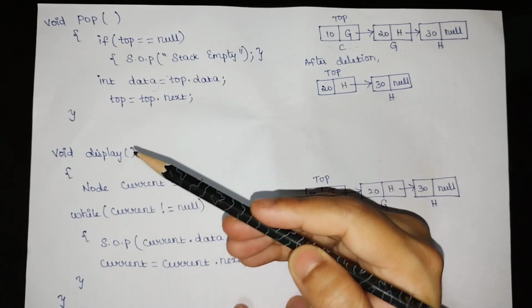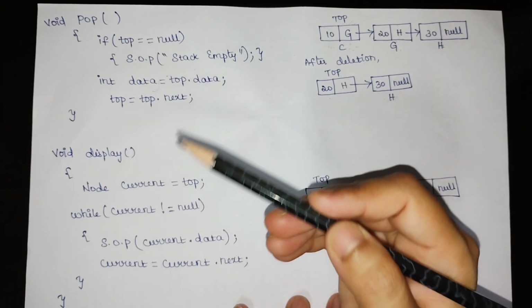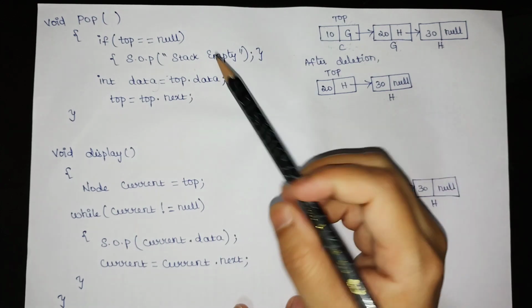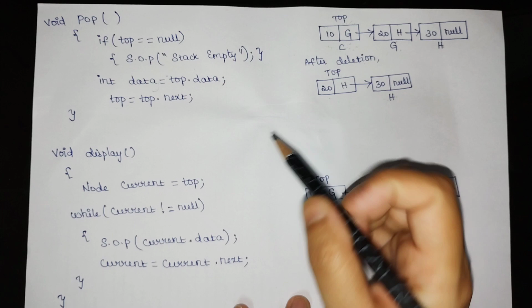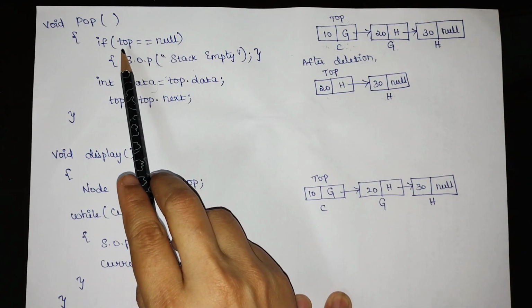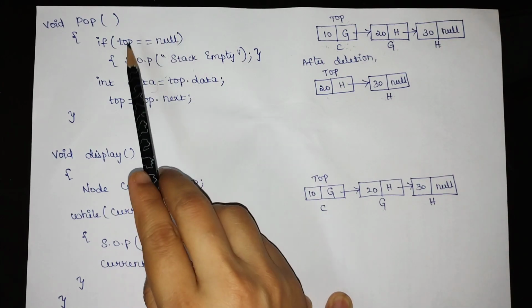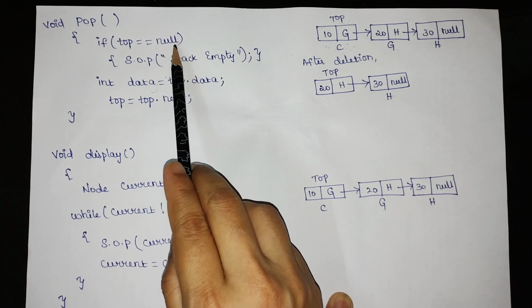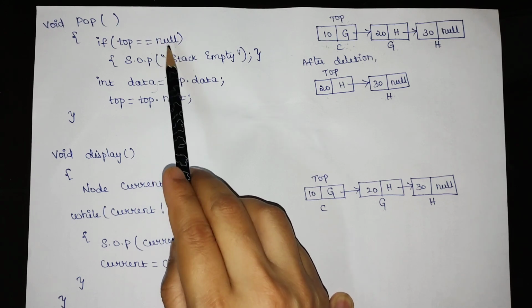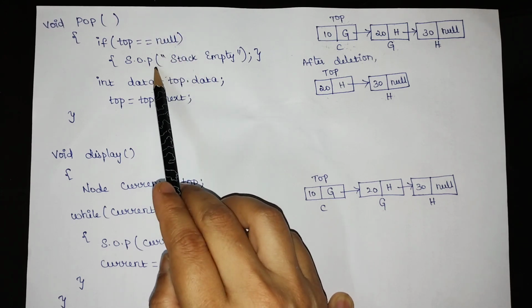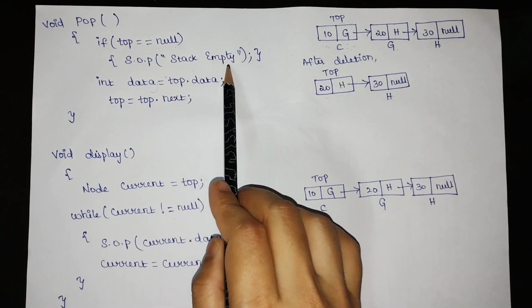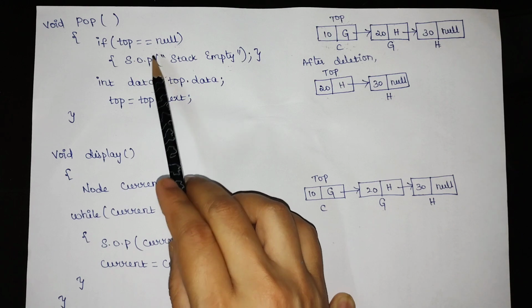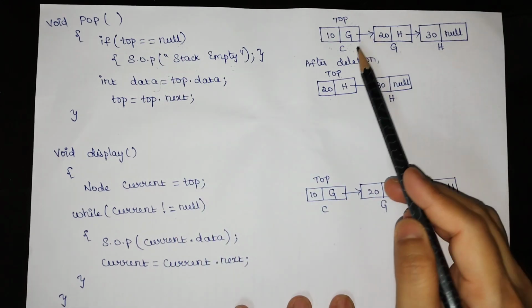And when you are going for the pop operation, you need to check for the underflow condition. That is, you cannot delete any node from an empty list, right? So you need to check whether your list is empty or it has any elements in it. For checking if the list is empty, we have the condition top is equal to null. If top is equal to null, then it means that your stack is empty, your list is empty. If it is empty, you cannot remove any element from it. You have to display stack is empty, or you can say underflow. And if the stack is not empty, then you can perform the deletion operation.